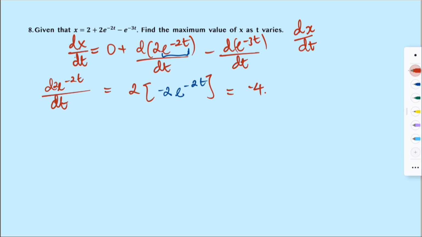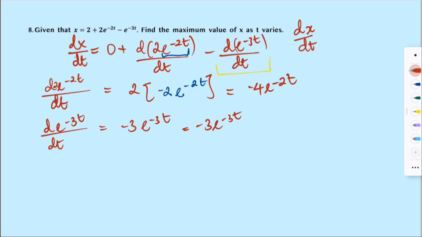Then you would get negative 4 e to the power negative 2t. The derivative of this one right here is easy as well. So the derivative of e to the power negative 3t would be differentiating the power, which is negative 3, then multiplying it by e to the power negative 3t, so that we get the same thing basically. There's nothing to simplify here. Let's substitute into our main equation.